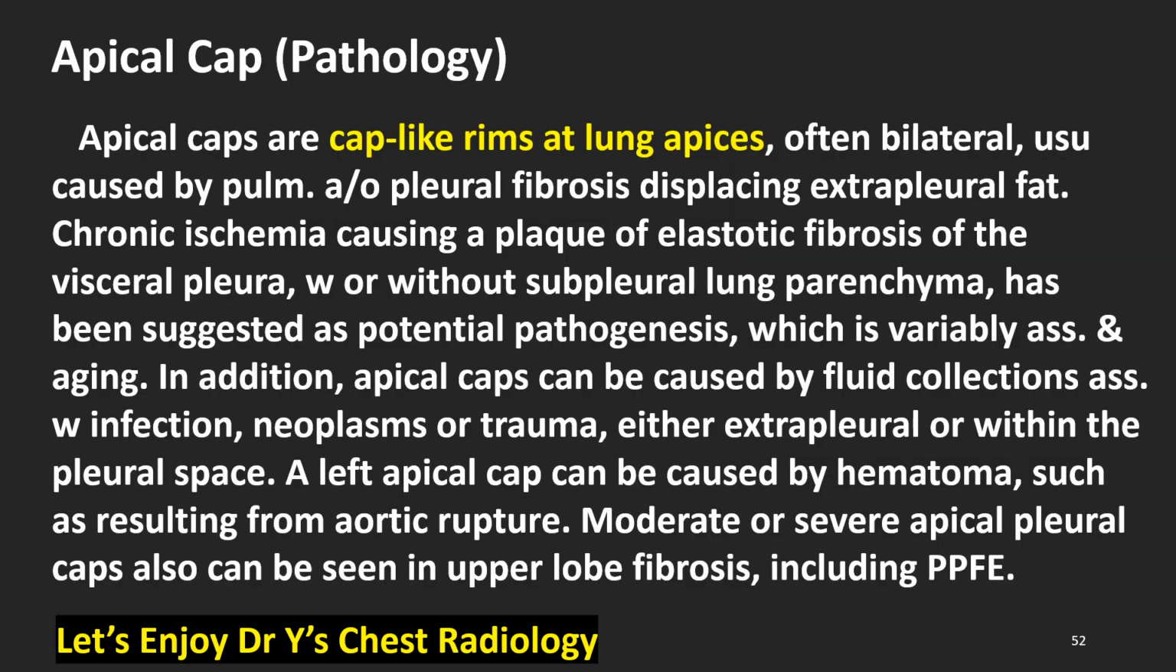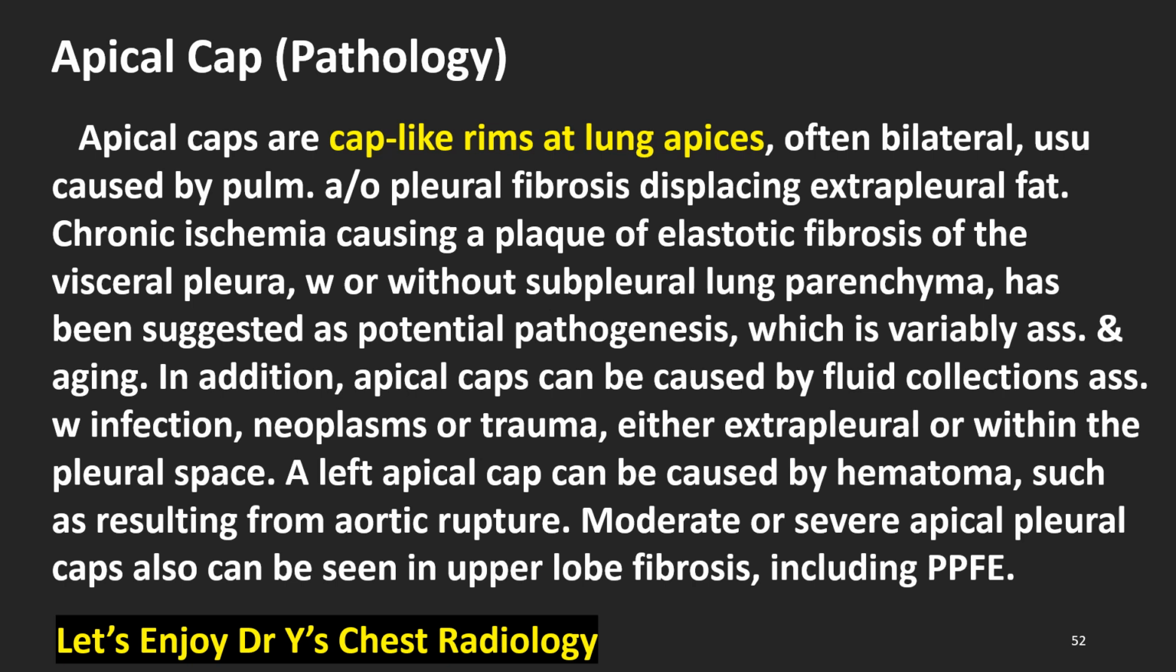Apical cap pathology. Apical caps are cap-like rims at the lung apices, often bilateral, usually caused by pulmonary and/or pleural fibrosis displacing extrapleural fat. Chronic ischemia causing a plaque of elastotic fibrosis of the visceral pleura, with or without subpleural lung parenchyma, has been suggested as a potential pathogenesis, which is variably associated with aging.